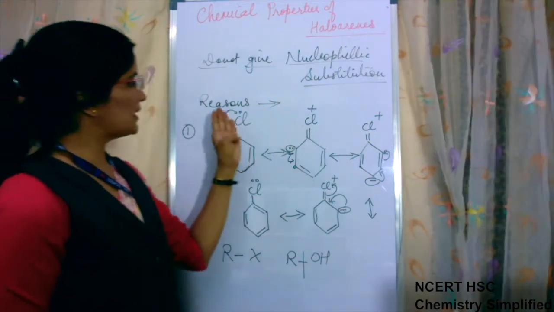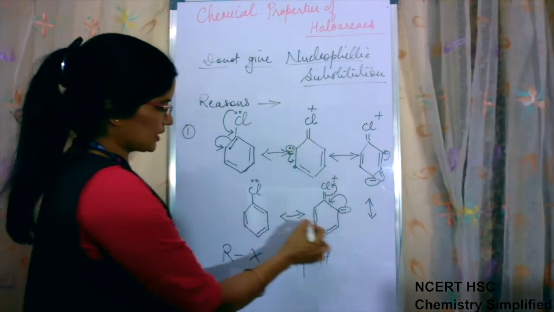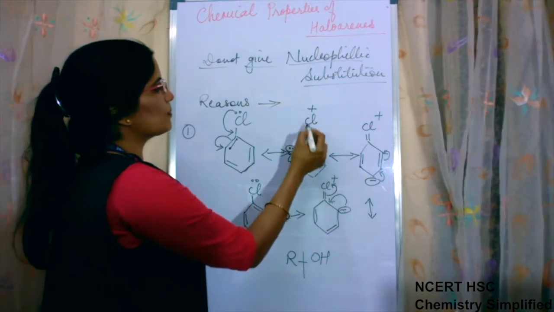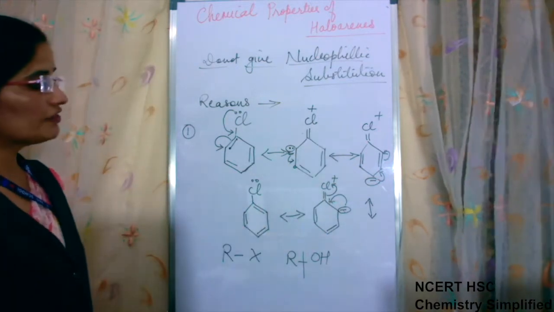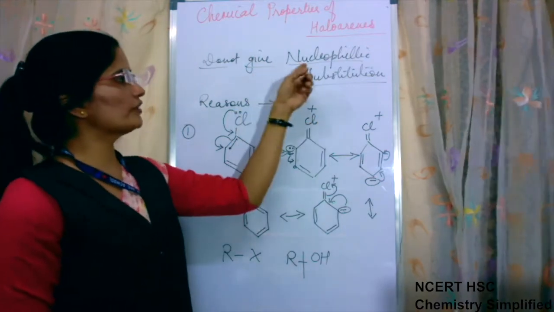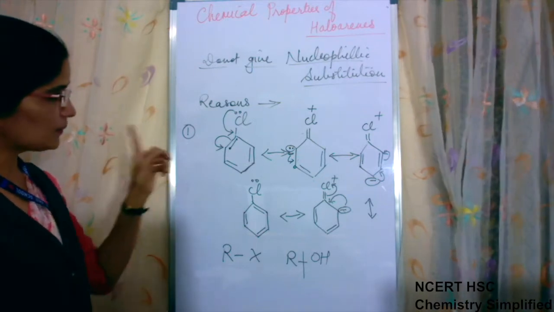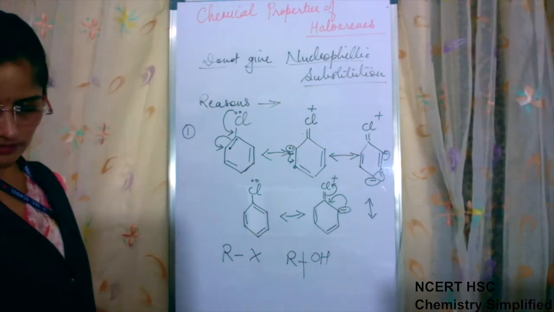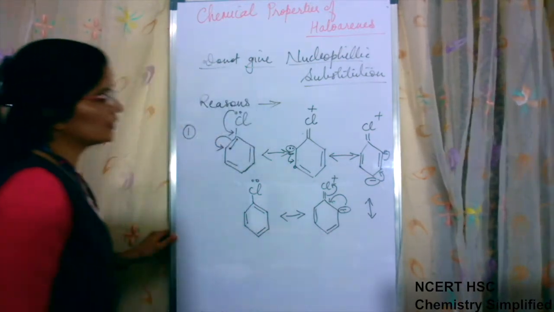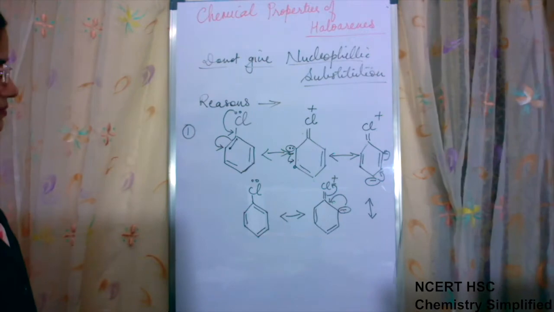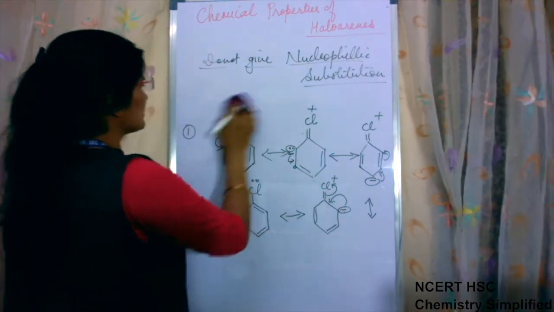But in case of benzene ring, what is happening? Most of the time in the resonating structures, you see that this bond has acquired partial double bond character. So it has become difficult to break this bond, hence nucleophilic substitution reactions are not possible. This is the first reason. Okay. Second reason.